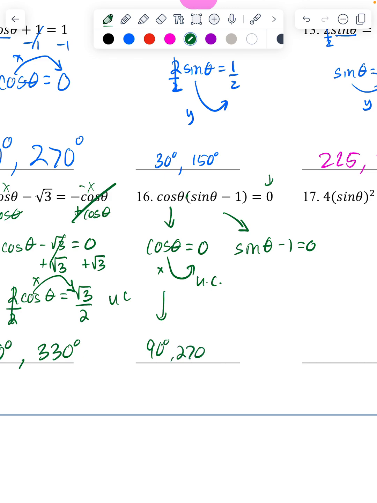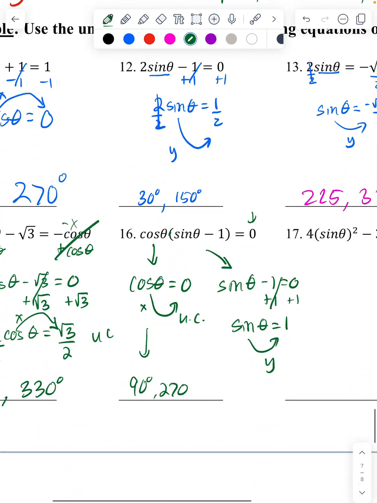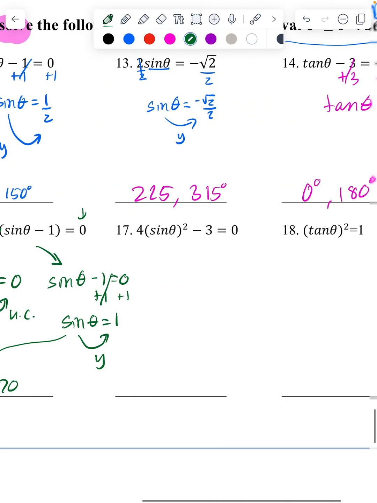Now I have to figure out this other one. When will this be true? This will be true when the sine is 1. And that's going to mean I need a y value of 1. And that actually only happens in one spot, and that's up here. So that is at 90, which I already gave as an answer. So 90 and 270 are my only answers for that.